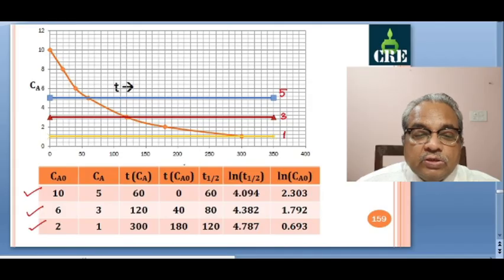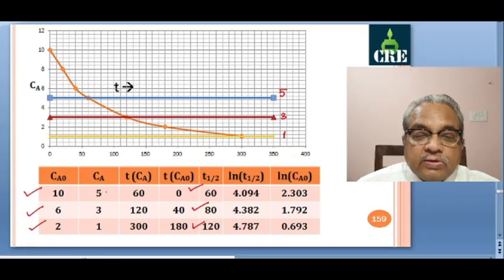T corresponding to CA0 values. When CA0 is equal to 10, T is equal to 0. When CA0 is equal to 6, you can read the time, and that is 40. Third value, when CA0 is equal to 2, this is the corresponding time, that is 180. Okay. Now the time required to reach half of this value, in each case we will see that.